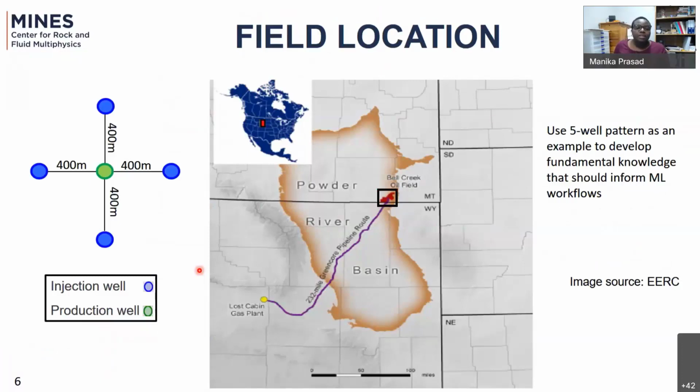I'll briefly explain where this field is located. Bear Creek oil field is located along the Montana-Wyoming border. Very soon I'll be zooming into five wells that are forming a 5-spot pattern. These wells were used because we need to understand and develop fundamental knowledge that should inform our machine learning workflows. Whatever is representative of these 5 wells, we are quite sure that on a larger scale, it could be very effective in understanding the seismic map.